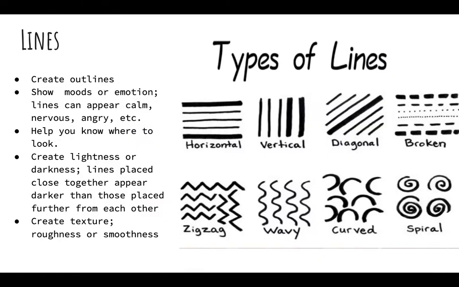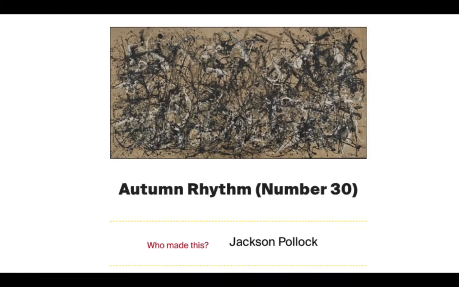So first of all, lines. We started talking about these in class before March break. There's many different types of lines, and we can use them to create outlines in art to show mood or emotion. The way lines are drawn can make them seem calm, nervous, angry, etc. They can also help you know where to look in a painting or in a drawing or other piece of art. They can also create light or dark, depending on how close together or how far apart they are. And they can create texture to show roughness or smoothness or other types of texture.